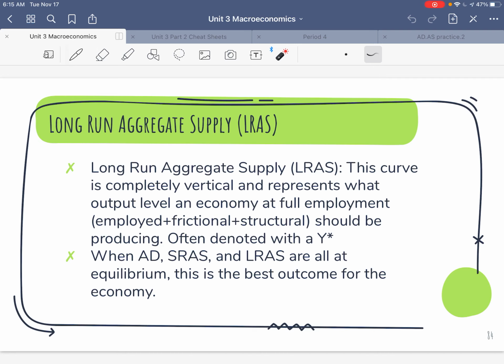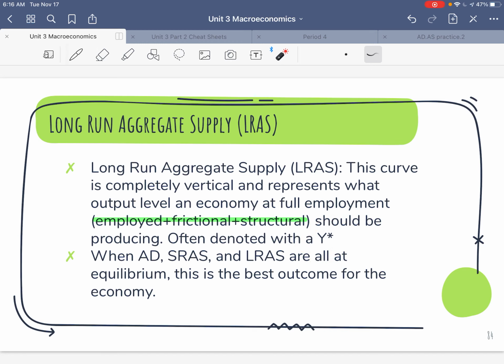And remember, our definition of full employment isn't really full employment, like 100% employment or 0% unemployment. It's employed plus frictional plus structurally unemployed, because those are the types of unemployment that are temporary. They're not bad for the economy, okay? So we count them in full employment. So LRAS shows us what we should be producing if our economy is behaving correctly and is in a good place. And yesterday we denoted output with a Y. LRAS, you denote where it hits the x-axis, the GDP and output axis, with a Y star, because that's where we want to be. So we put a little star next to it, okay?